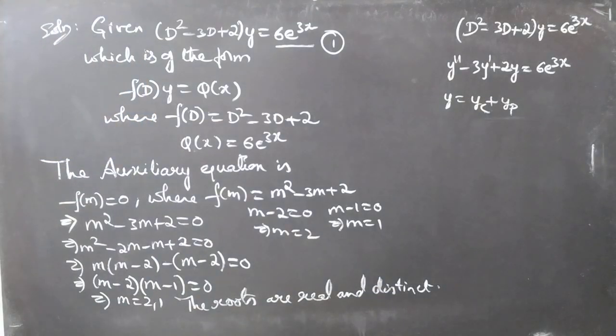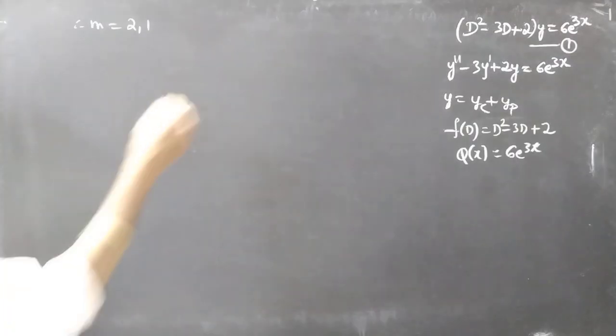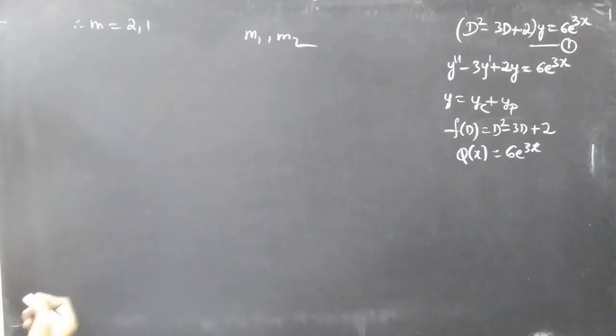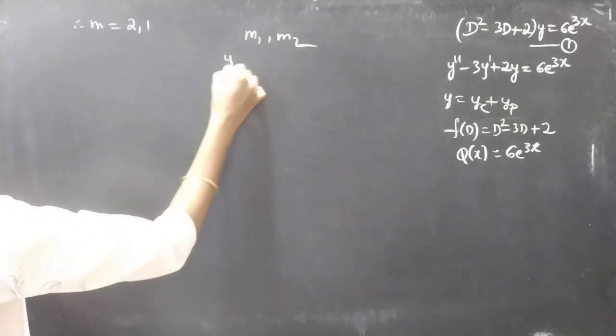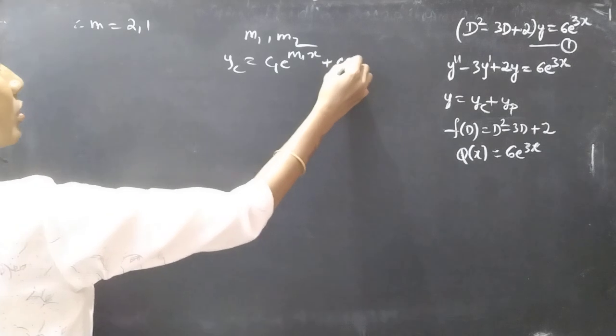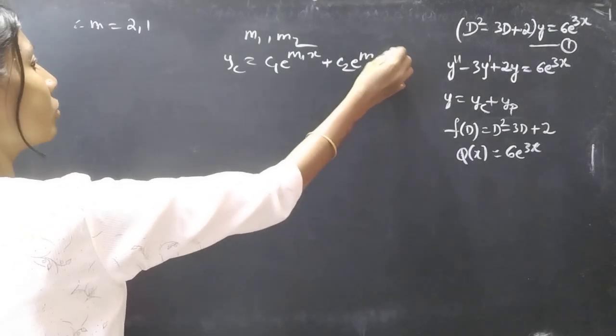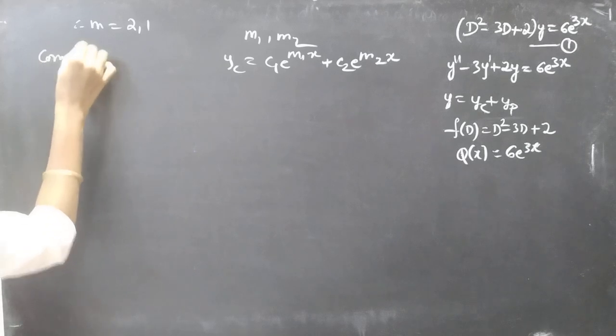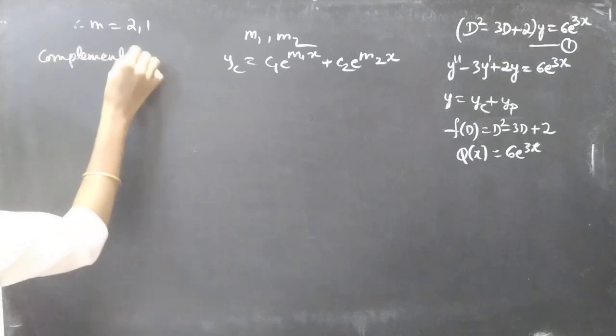Fine. Now we'll write the complementary function with the help of these roots. We know that when we have two roots which are real and distinct, say m1 and m2, then yc looks like one constant times e to the power of one root times x, plus another constant times e to the power of another root times x. So let's now write the complementary function to our problem using this formula.